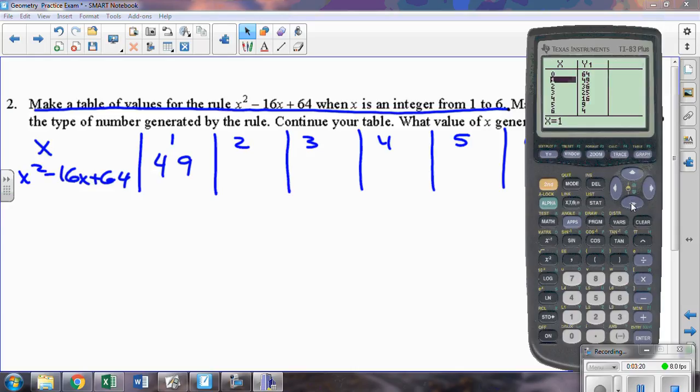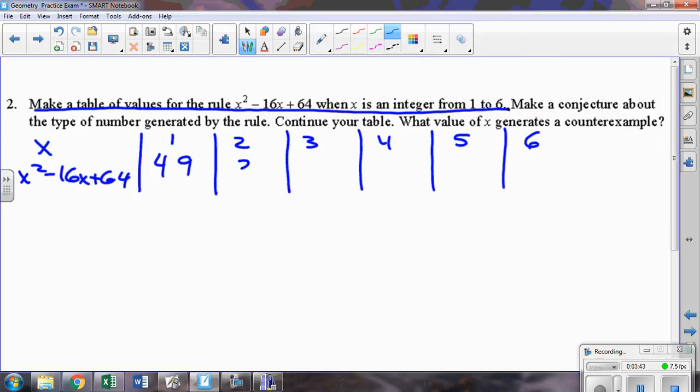Here we go. Plug in 1, you get 49. Plug in 2, you get 36. Plug in 3, you get 25. Building the table is a feature that's already programmed into our calculators. It's fairly straightforward just to copy them then: 49, 36, 25, 16, 9, and 4. All right, so there's our first part.